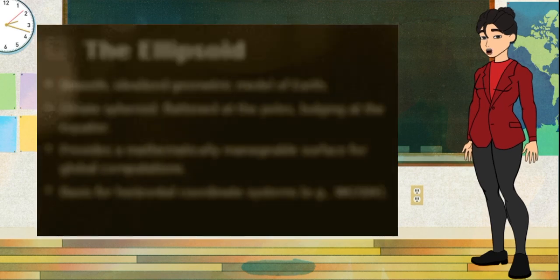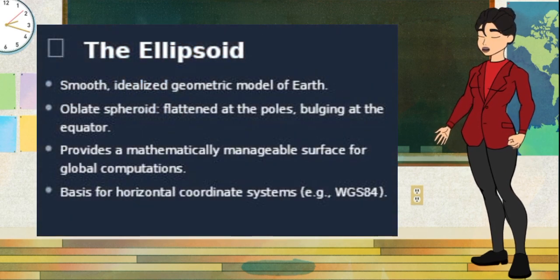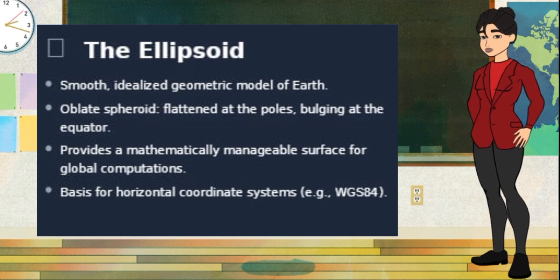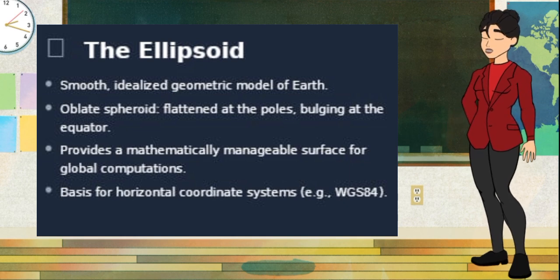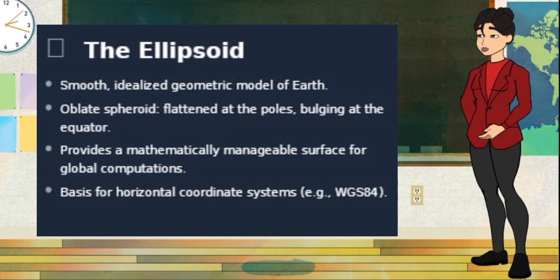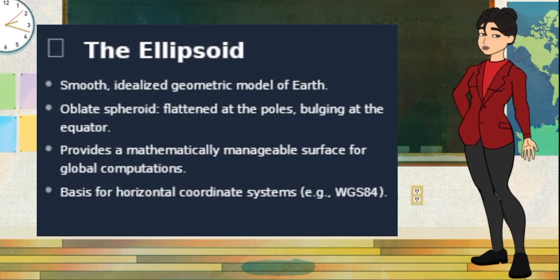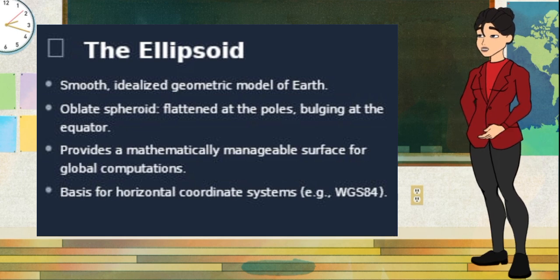The ellipsoid, as we can see in the representation, has a smooth surface, and it is used as a mathematical model that approximates the Earth's shape. It is used for horizontal coordinates and GPS positioning because it simplifies the calculation.